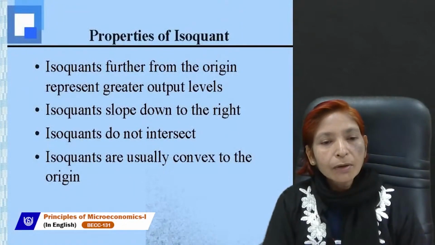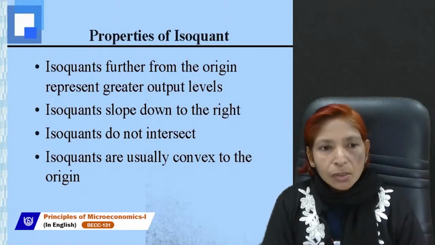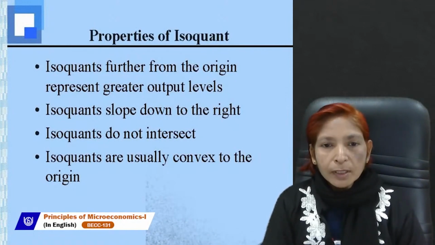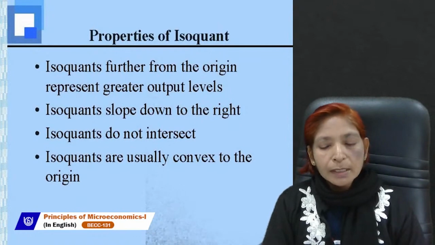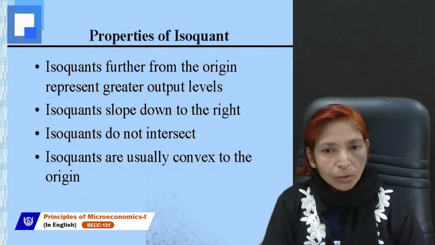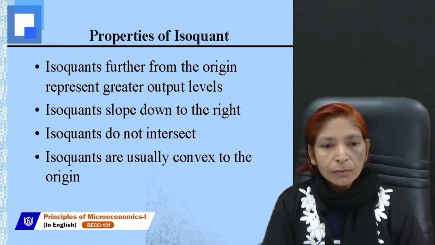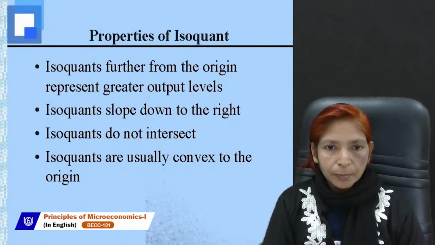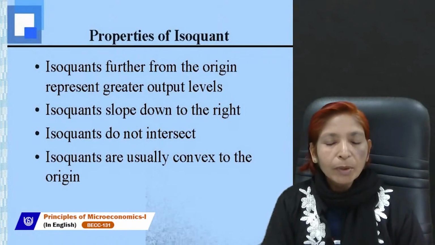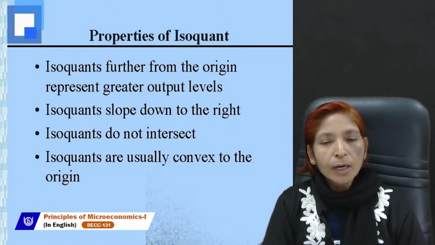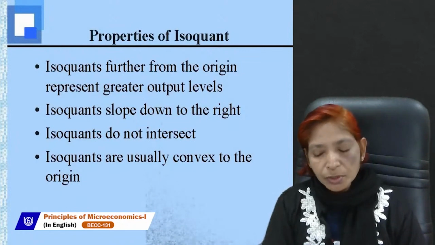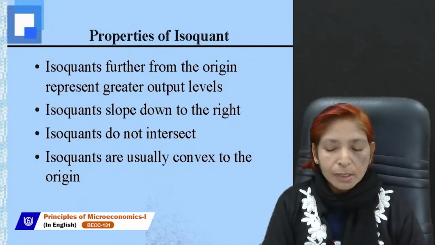Next is properties of isoquant. Isoquant curve is always downward sloping curve, not starting from the origin. It's downward or convex to the origin from left to right. Isoquant curve slopes down to the right, and isoquant curve may be more than one. Higher isoquant curve shows higher level of output, and lower isoquant curve shows lower level of output.